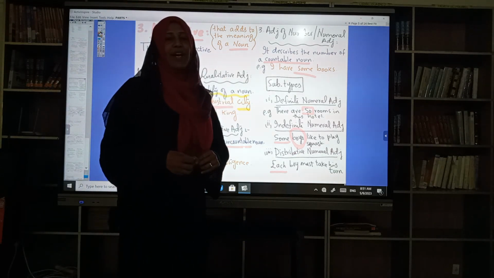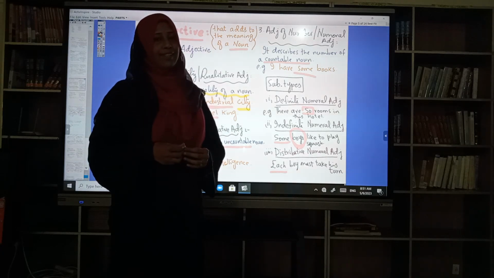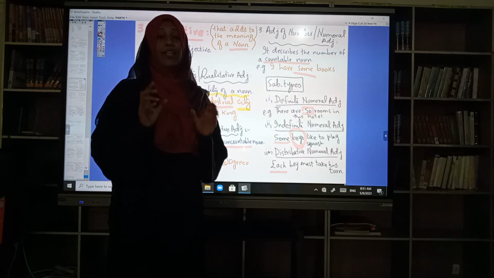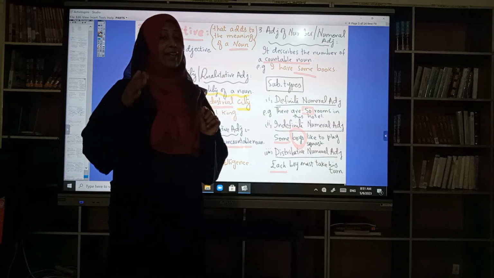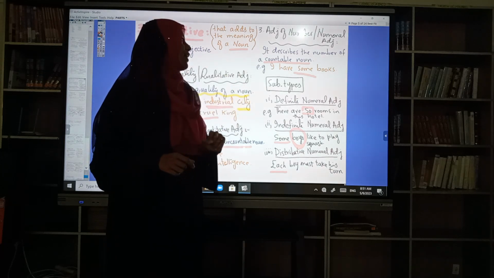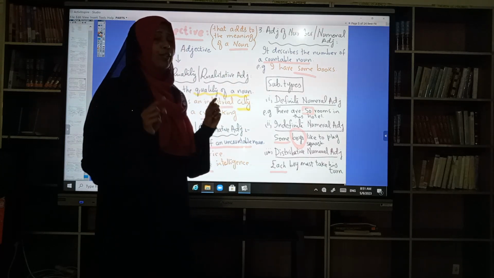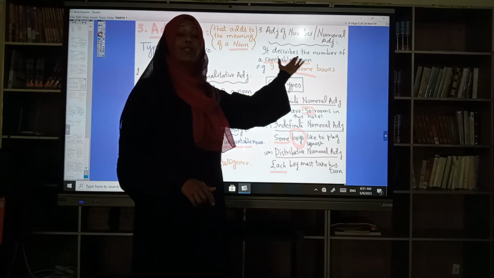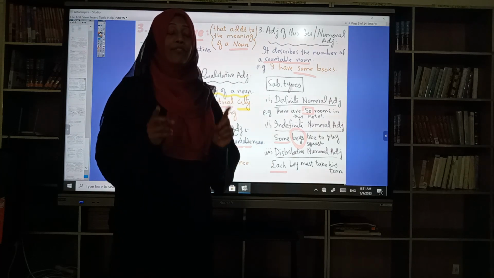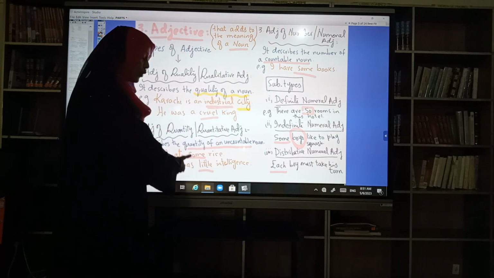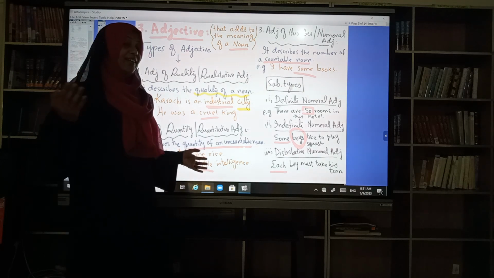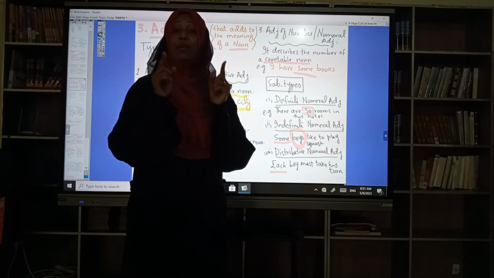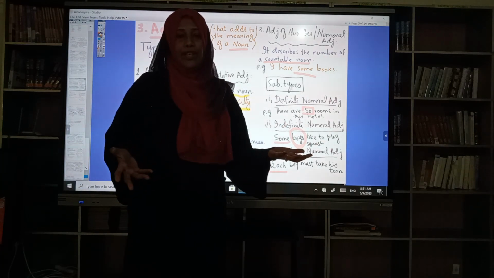Now comes the third type, adjective of number or numeral adjective. It describes the number of a countable noun. Remember, a countable noun that can be counted. Now the example is, I have some books. Now you should note down that some is also used here in adjective of quantity, and the same adjective is used here in adjective of number. But the only difference is here in adjective of quantity it was defining an uncountable noun, but here in adjective of number it was defining a countable noun like books. Definitely you can count the books.